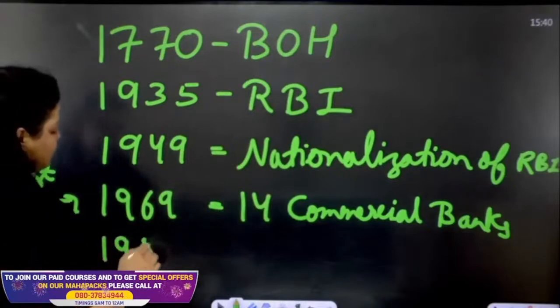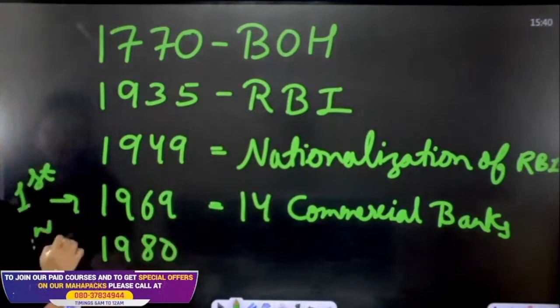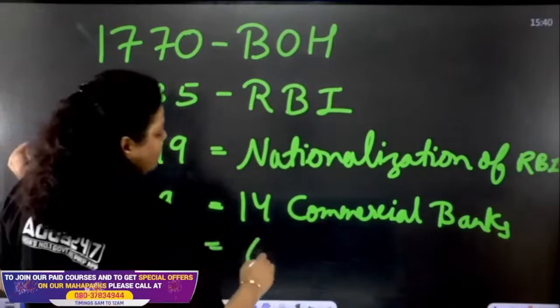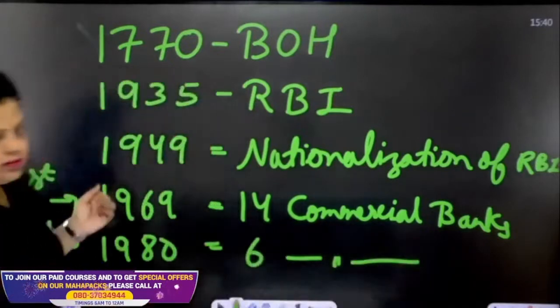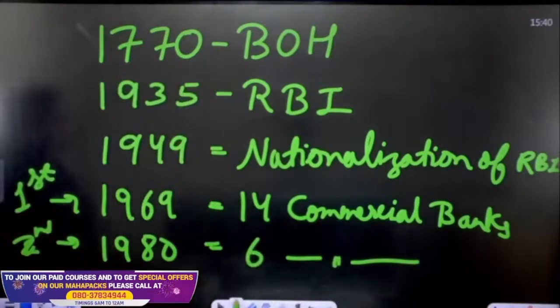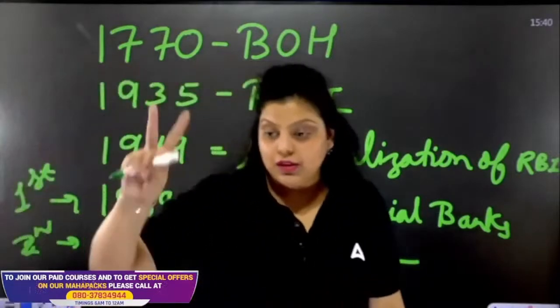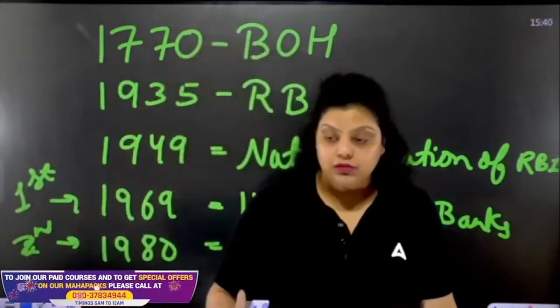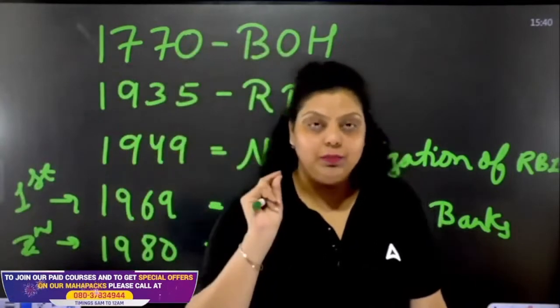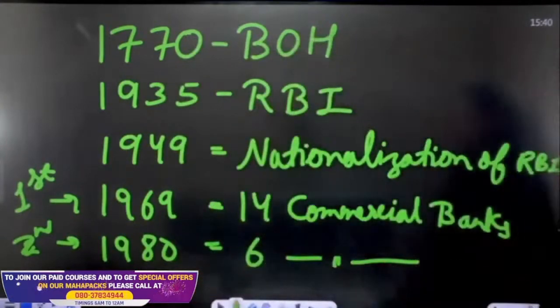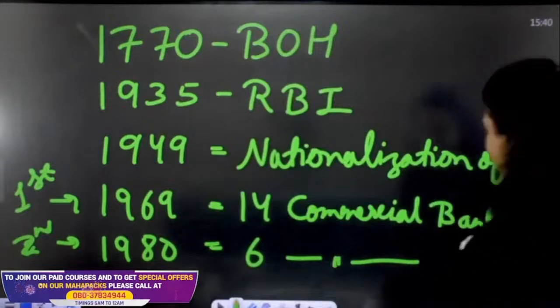Then in 1980, the second nationalization happened, and in the second nationalization, 6 more commercial banks were nationalized. Now, why only 6 more? Because the criteria the government had given was 200 crore public deposit. Those types of banks in India were only 6. That's why 20 banks have been nationalized till now: 14 in 1969 and 6 in 1980.